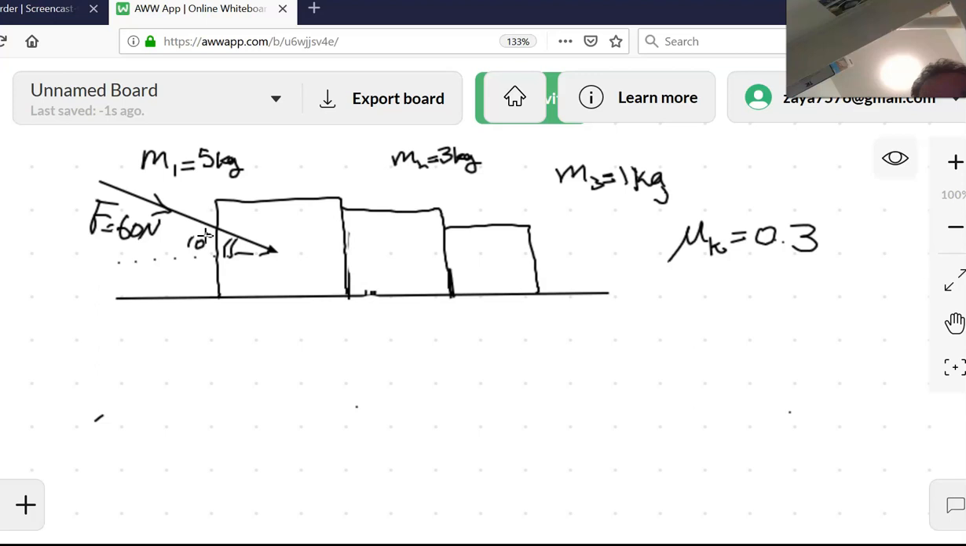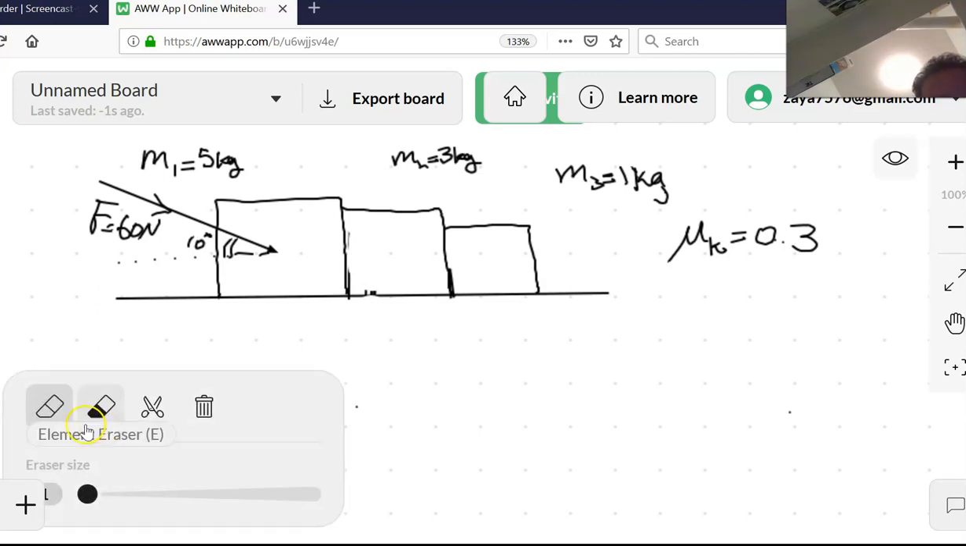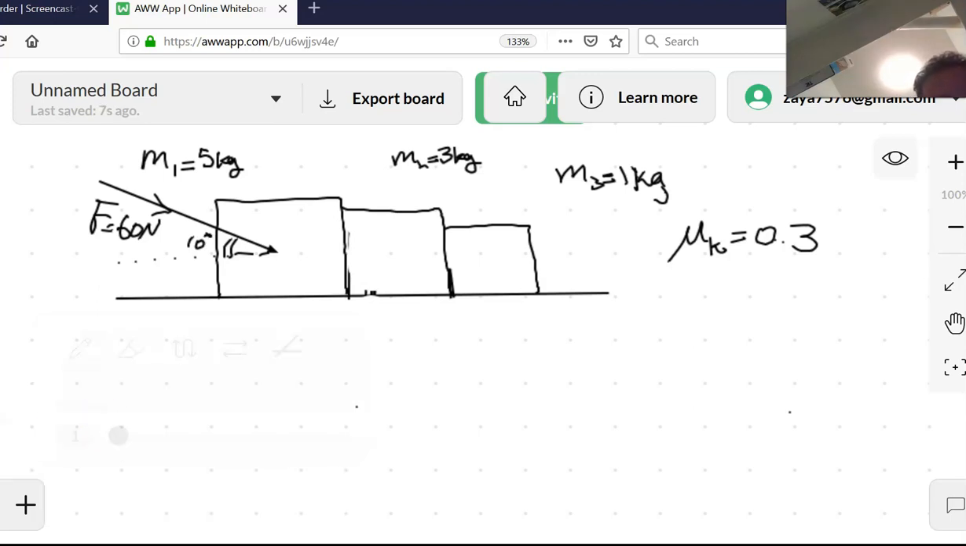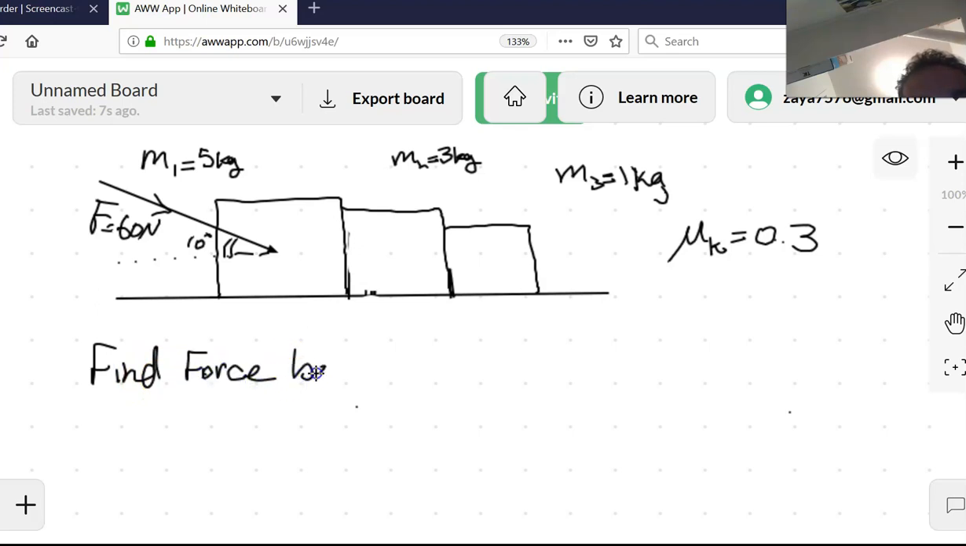The question is this: in the figure below, find the force between the masses.